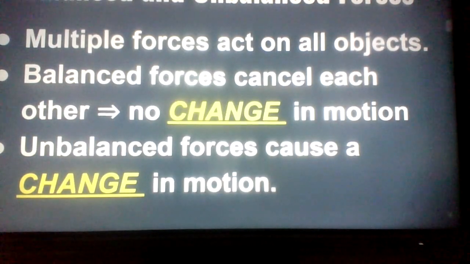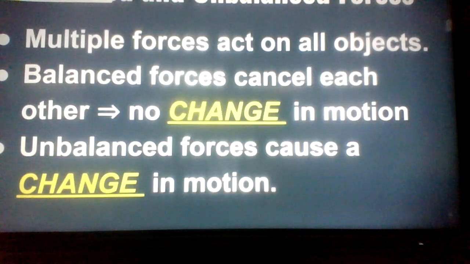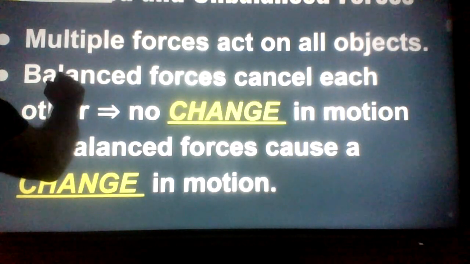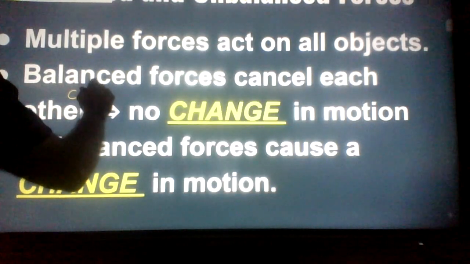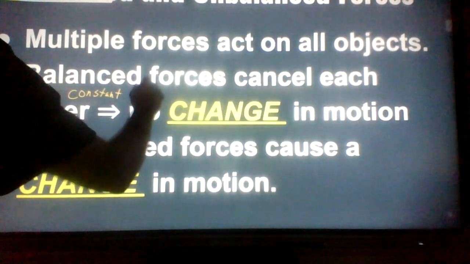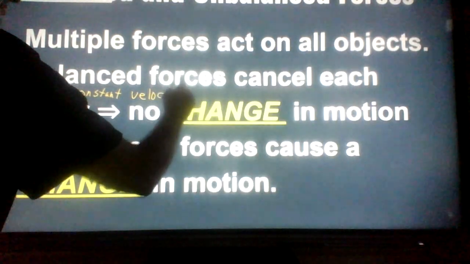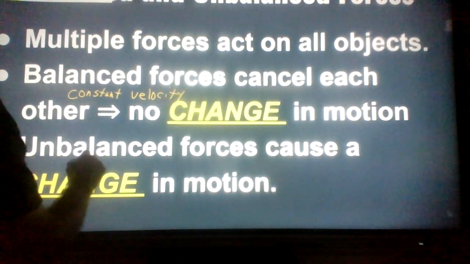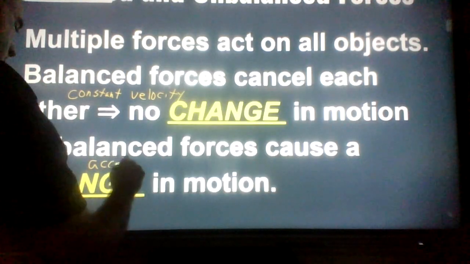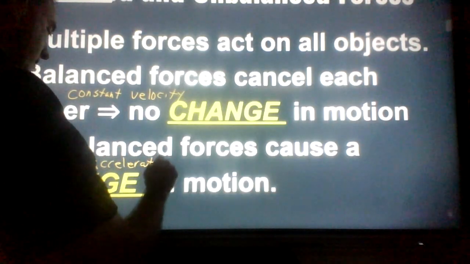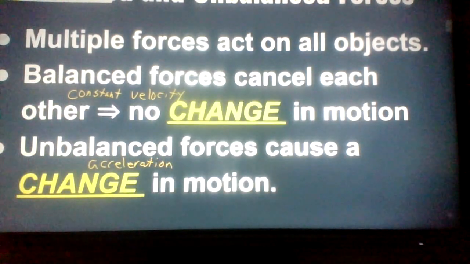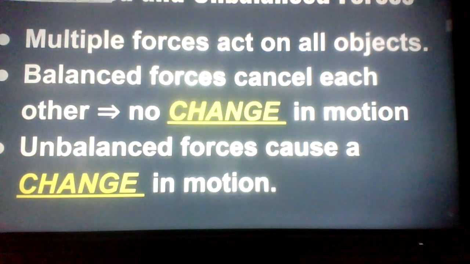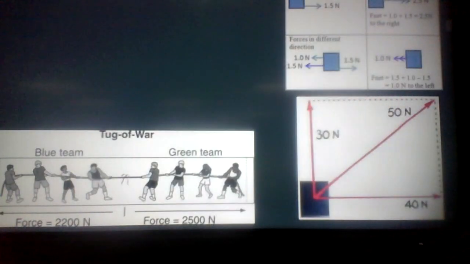So let me quickly write that up here. Balanced forces are when we have a constant velocity, no change in speed or direction. Unbalanced forces means that acceleration has occurred because we have changed either the speed or the direction, which means a change in velocity. Ready? Now look at the pictures here.